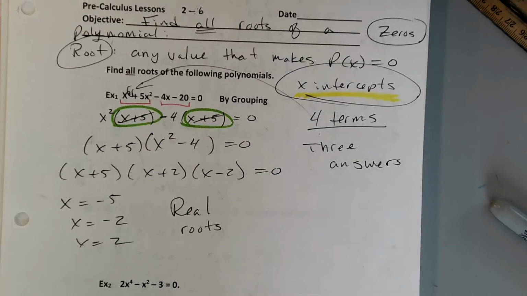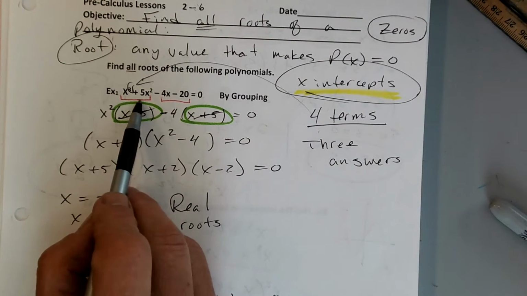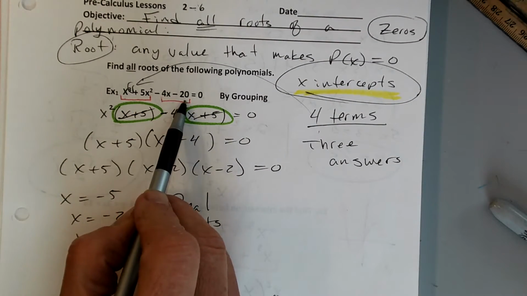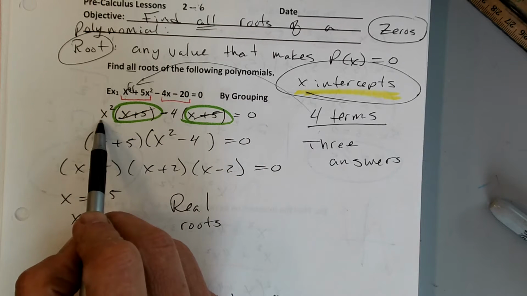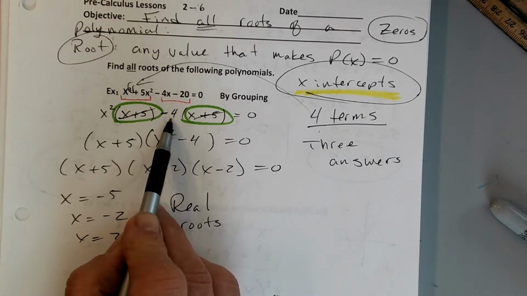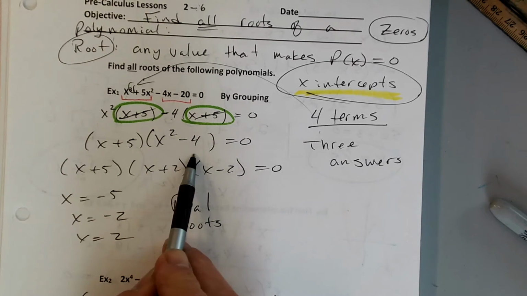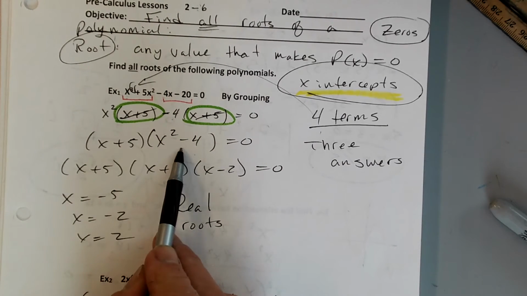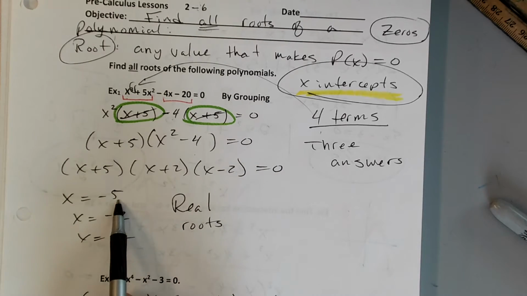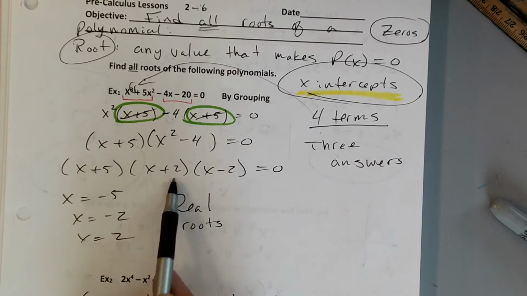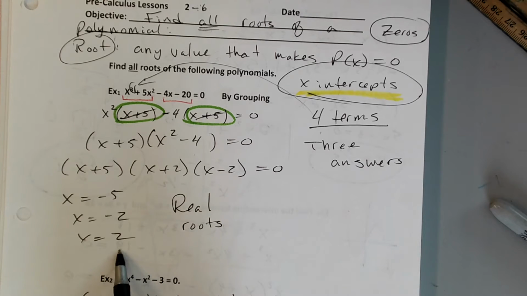So when we did our notes, x cubed plus 5x squared minus 4x minus 20, I did that by grouping, common factored out an x squared, common factor negative 4. I regrouped again. I was able to factor this into x plus 5, x plus 2, x minus 2, and then finally my answers are negative 5, negative 2, and 2. And those are real zeros, okay?